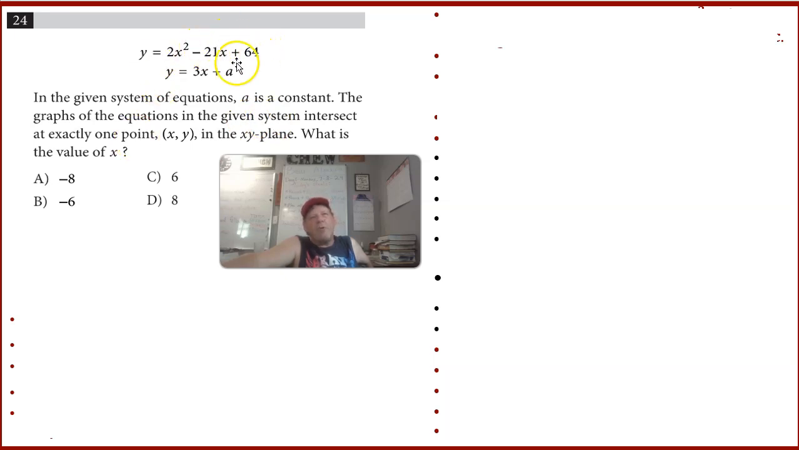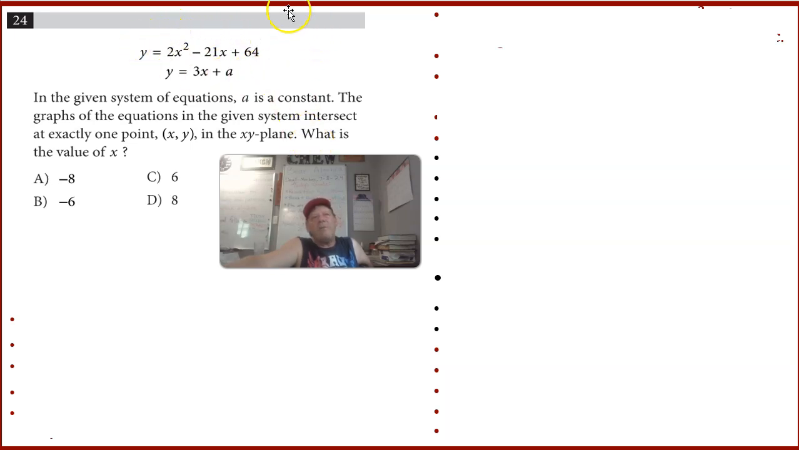So this is a quadratic, so it's going to be U-shaped. This would be a straight line, and they intersect in one point. All right? So the top one is a parabola, and this one's a line. What's the value of x?